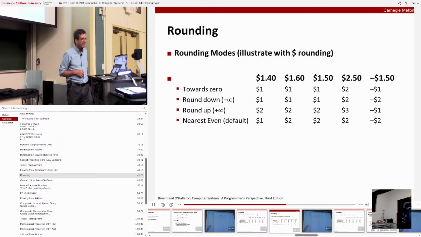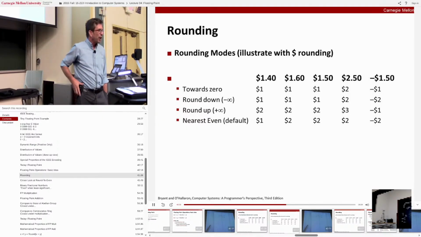Yes, question? Is there a distinct negative infinity apart from the positive infinity? There is, right? So the question is, is there a distinct negative infinity and a distinct positive infinity? And there is. They have the exact same bit representation, except the most significant bit for negative infinity is 1. And for positive infinity, it's 0. Okay.